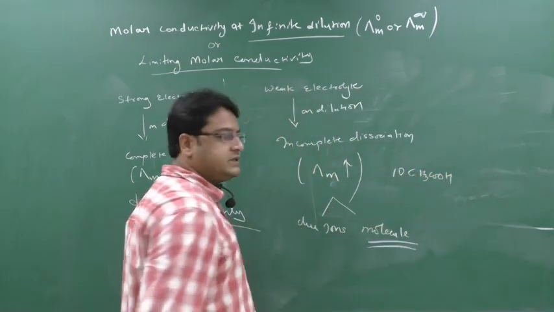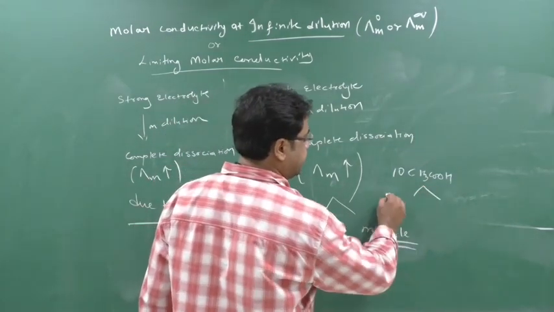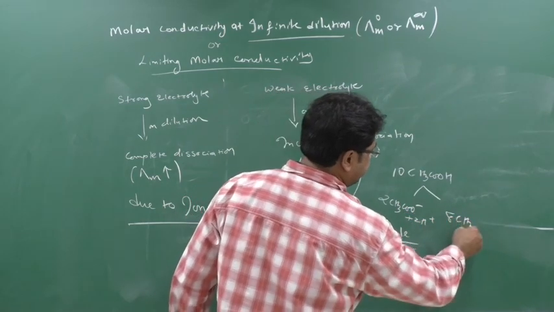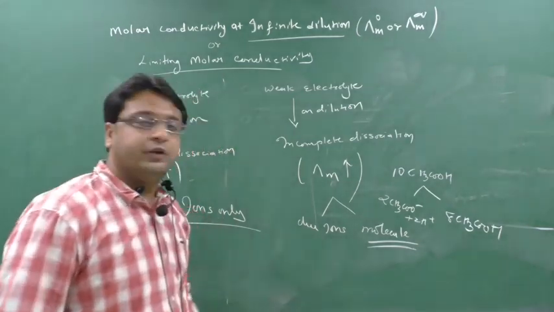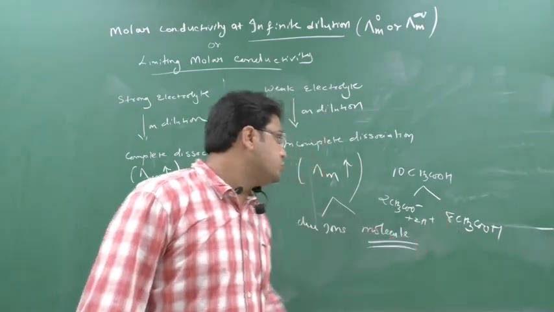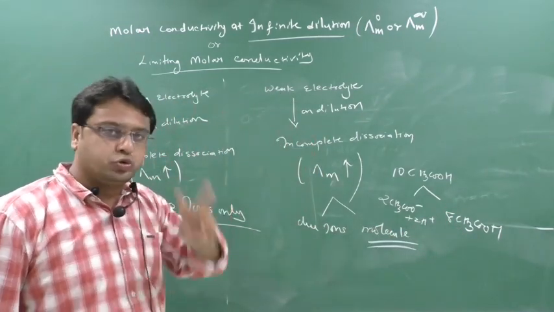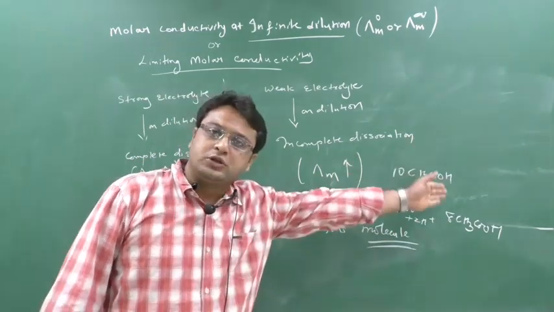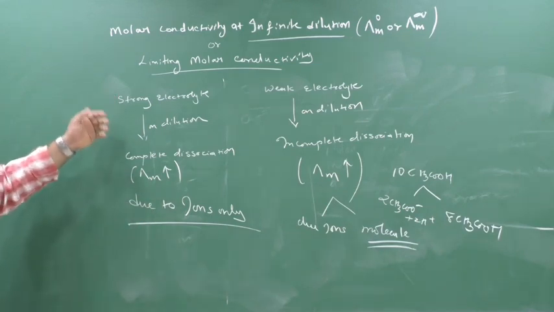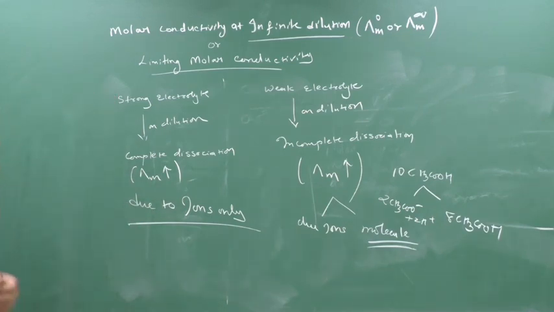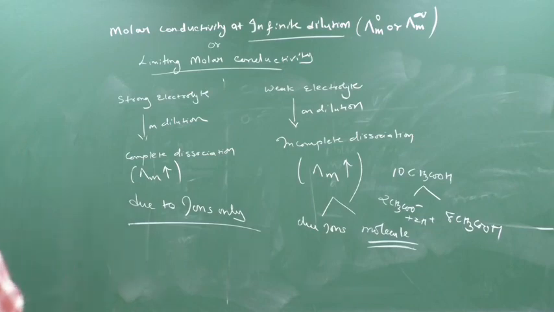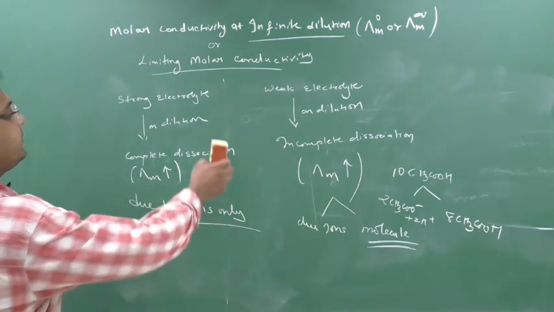For example, if I have 10 CH3COOH, out of 10 only 2 will break, that is 2 CH3COO minus plus 2H plus, but 8 CH3COOH remain the same. So lambda m will increase due to these two ions and also due to the molecules. So the increase of lambda m is due to ions as well as the undissociated molecule. Clear? For the strong electrolyte, as and when I add water, they will completely dissociate. So here lambda m increases due to ions only. Clear?